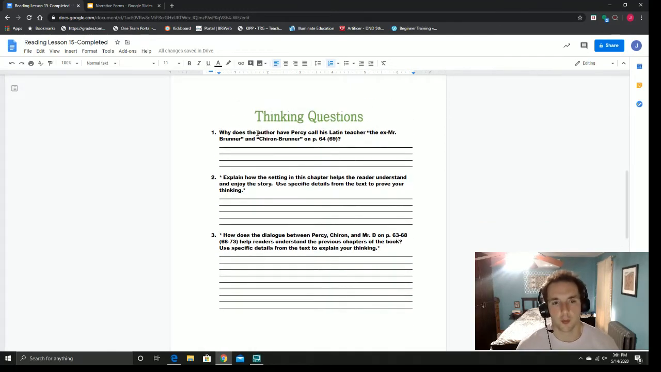Here we go. It says, why does the author have Percy call his Latin teacher the ex-Mr. Brunner and Chiron Brunner on page 64 of the book and page 69 of the electronic text? And so go ahead and check back on those pages and make a smart guess about why Percy would call his teacher that. Pause the video. Awesome. Now that you're back, let's take a look.